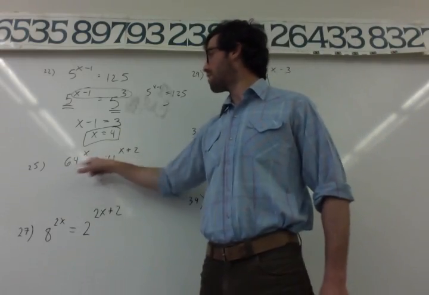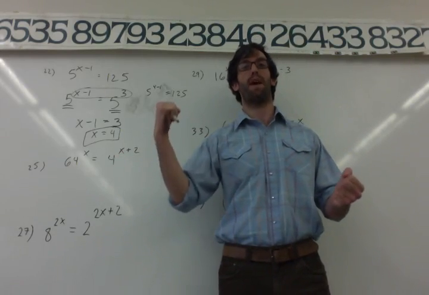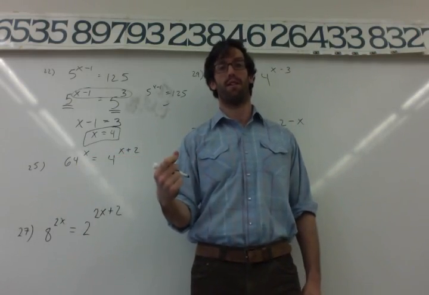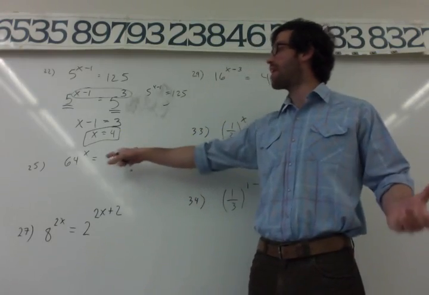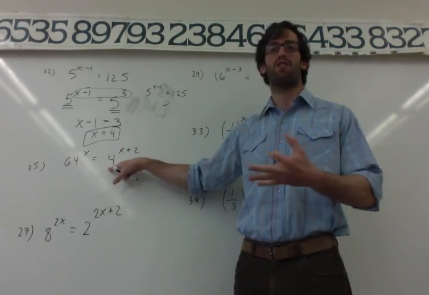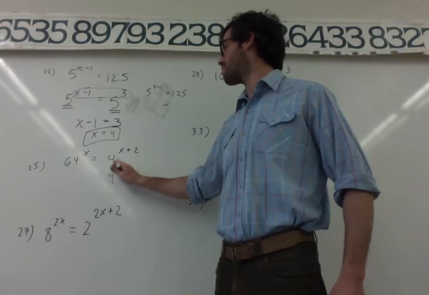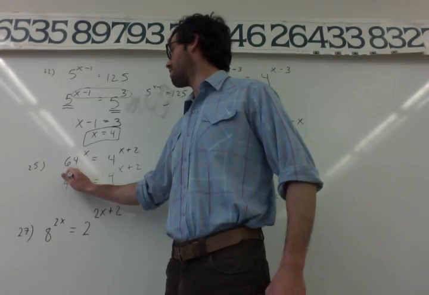Next one, 64 and 4. We've got options here. We can write both sides with a base of 2, because both 4 and 64 are powers of 2, as you probably know. But it's going to be a little bit easier if we write the other side as a power of this number. Let's use a base of 4. So this side I'll just keep as 4 to the x plus 2. 64 you should know is 4 to the third.